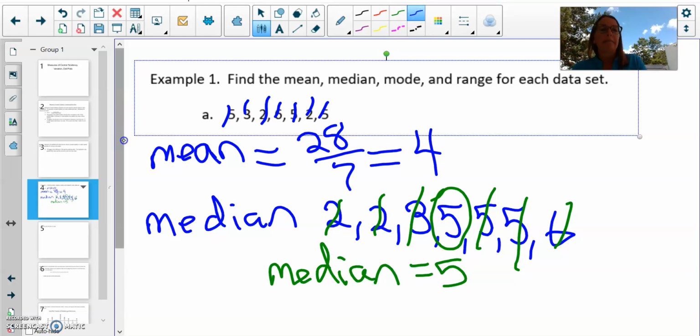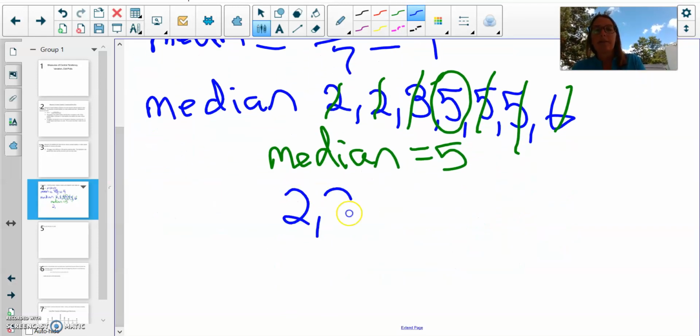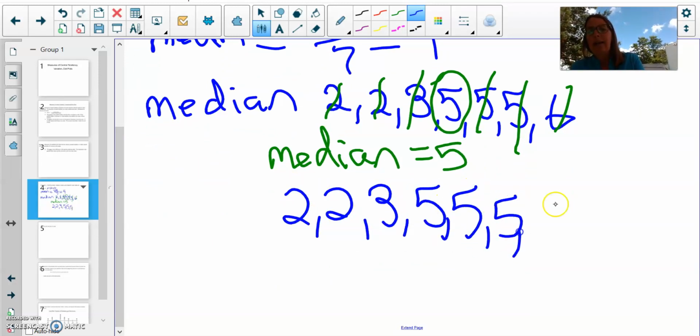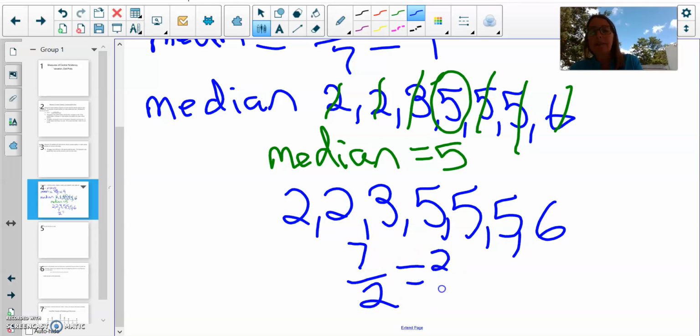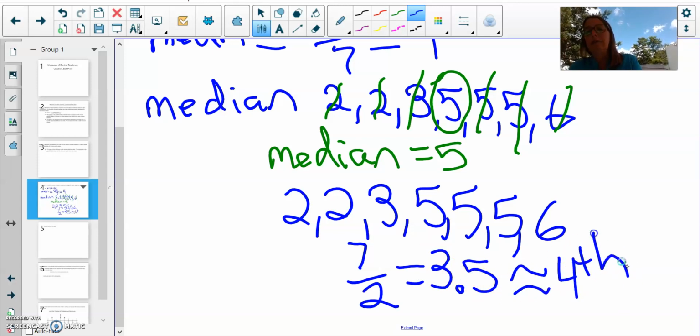Okay, another method. Let me show you this one. So we have 2, 2, 3, 5, 5, 5, 6. So we have 7 data values. So what I do is I divide 7 in half. So half of 7 is 3.5. And I bump it up to the next whole number when I get a decimal. So my 4th data value will be my median. So I then count in 1, 2, 3, 4. My median is 5. So either method, I'm getting that same median.